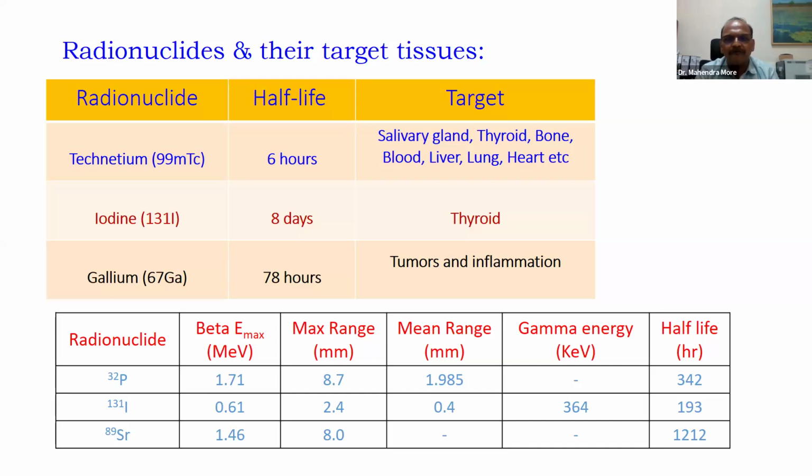Iodine is mostly used for the thyroid because our thyroid gland produces T3, T4, TSH hormones. For the production of those hormones, iodine is basically required. The gland doesn't differentiate between stable iodine and radioactive iodine, iodine-131. And gallium is mostly used for tumor or inflammation studies. The other isotopes, P32 and strontium, are used for therapy purposes. We'll see that in a later part.